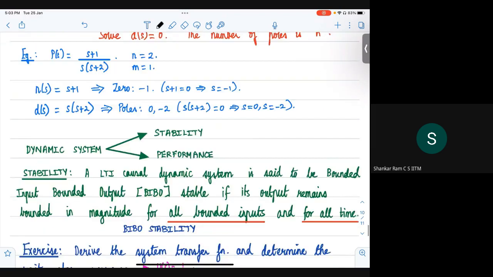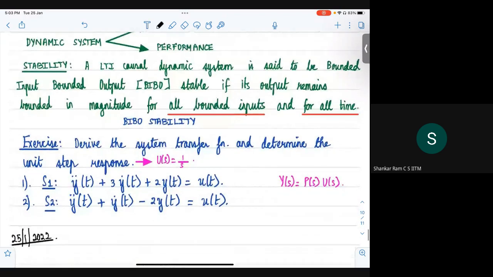Okay, and we stopped with a definition of stability. Essentially, we saw that a dynamic system that we are studying is said to be bounded input, bounded output stable, provided its output always remains bounded in magnitude for all time whenever we give any bounded input to the system. Okay, so that is what is called BIBO stability, or bounded input, bounded output stability.